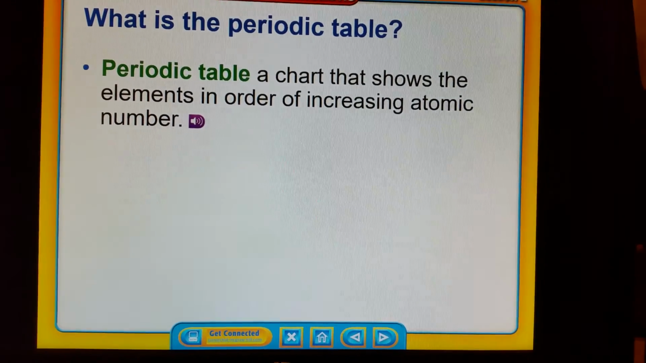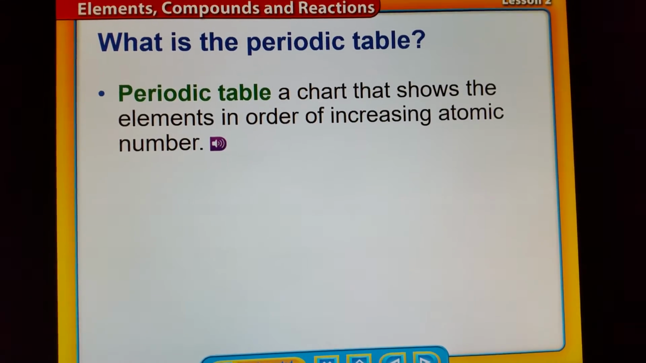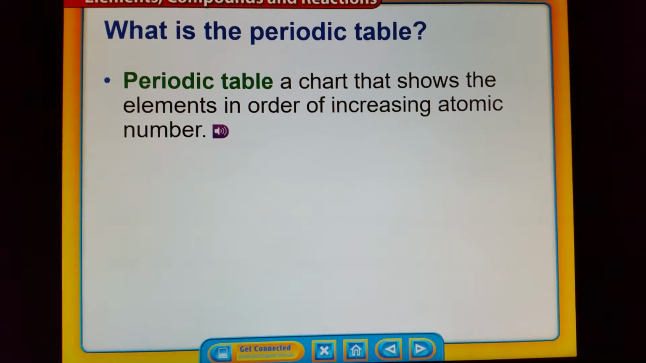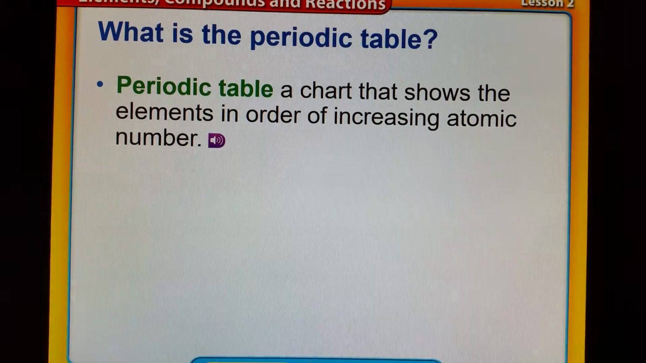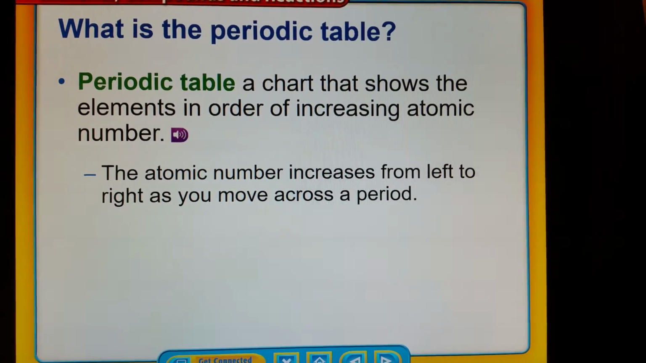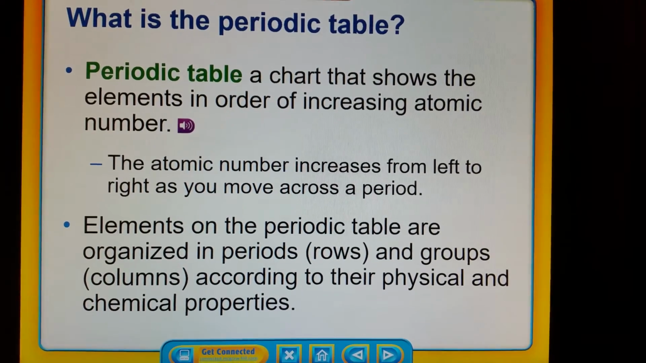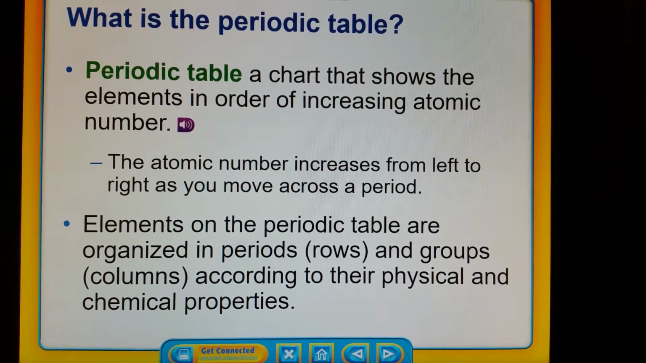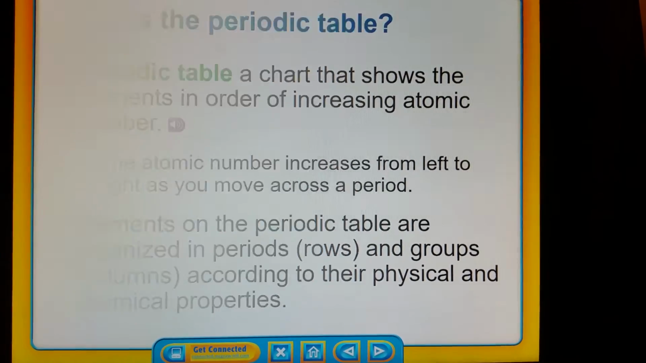All right, the periodic table. What is the periodic table? It is a chart that shows the elements in order of increasing atomic number. And boys and girls, we've seen the periodic table in our classroom. The atomic number increases from left to right as you move across a period. Elements on the periodic table are organized in periods, rows, and groups, columns, according to their physical and chemical properties.